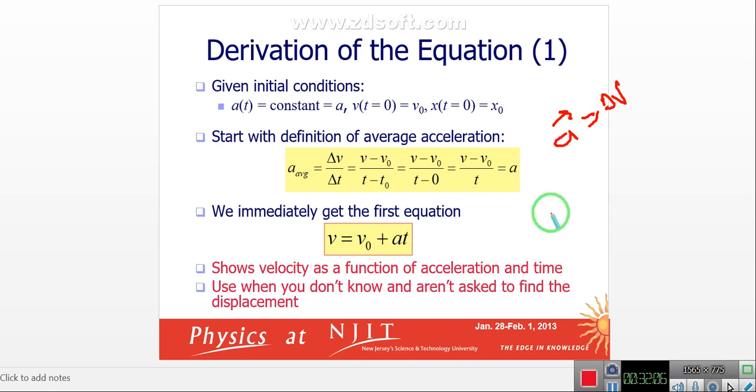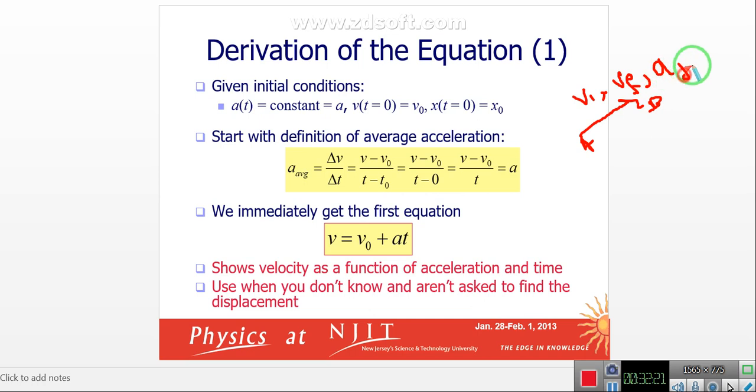Proof of first equation of motion. How it can be, like from point A, the object starts moving from A to B. It will have an initial velocity, it will have a final velocity, it will have an acceleration, and acceleration will be generated by change in time.